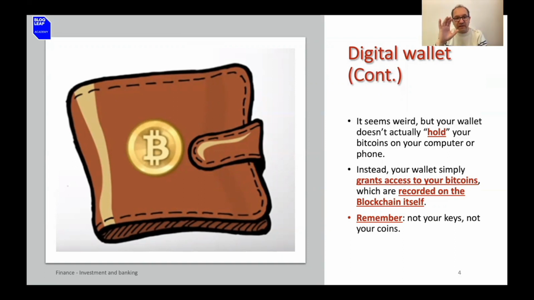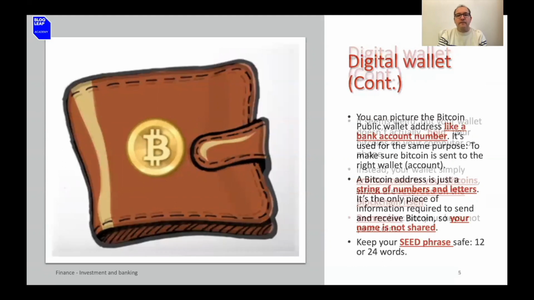So remember, we say in the ecosystem, not your keys, not your coin. So these 24 words, if you get, for instance, a Trezor wallet, the Trezor wallet, when you set it up, is going to give you 24 words. These words are your only access. Only you know the access. Nobody else, nobody can access it. Right.